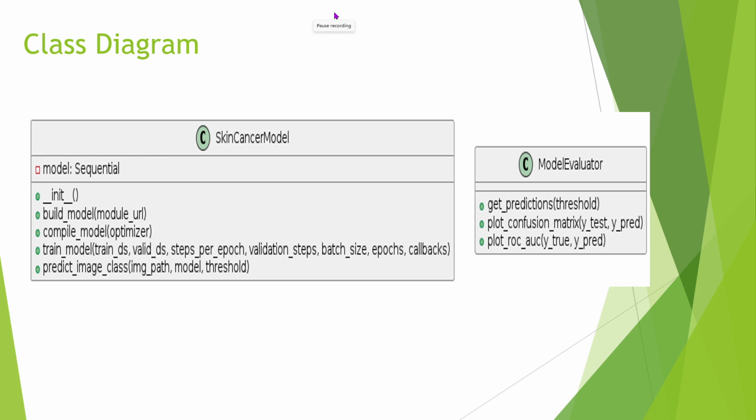Class diagram 2 illustrates the structure and functionality of the system, highlighting how the skin cancer model class is responsible for building, compiling, training, and predicting with the model, while the model evaluator class is responsible for evaluating the model's performance through prediction, confusion matrix plotting, and ROC AUC plotting.